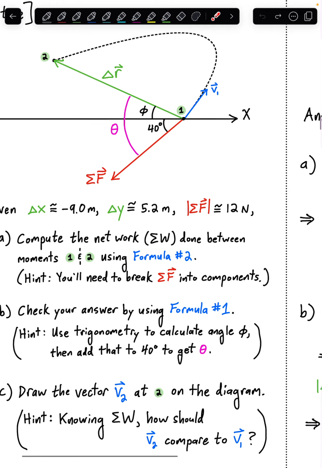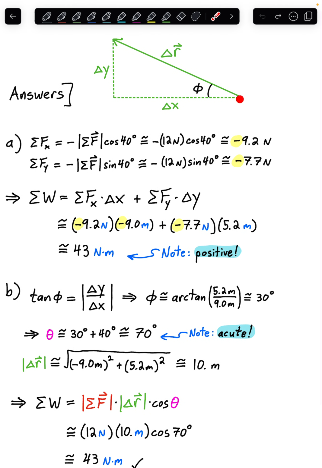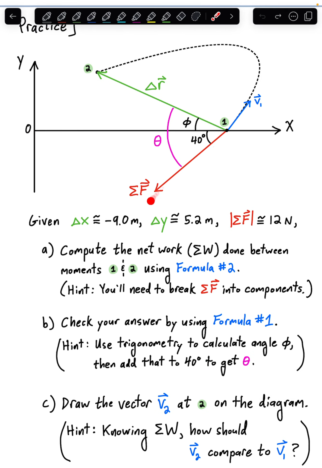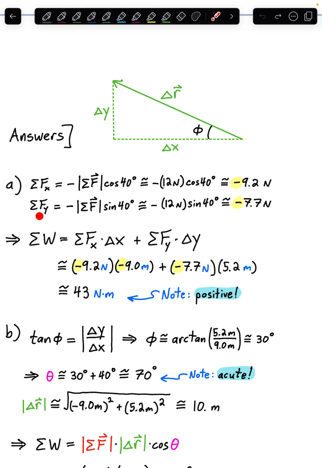All right, ready? Here are our answers. To use formula number 2, you're first going to need to break the force vector into components. So doing some trig here, we'll get the force broken into components first, actually. This force, using sine and cosine of that 40-degree angle, gives the net force x component and net force y component. Those are both negative since we're pushing to the left and also pushing down. So both negative components there.